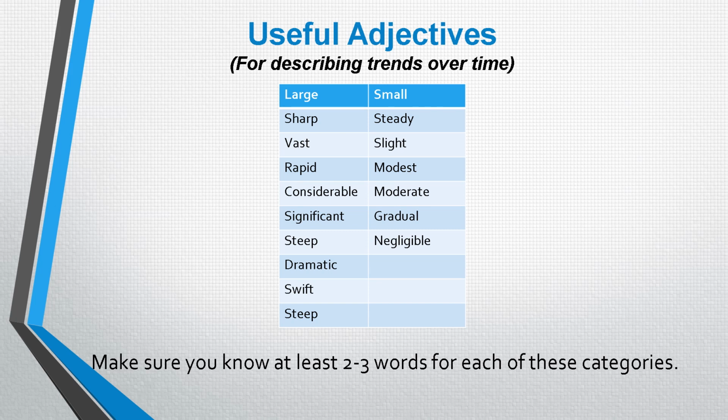Here we've got a list of useful adjectives. Again, these are good for describing trends over time, and I've organized them into two lists, one for large changes and one for small changes. So again, pause the video and make a note of a few if you want. If you know them all already, absolutely brilliant. But as I said before, you need to remember 2 to 3 of these from each side, and that will be just great.